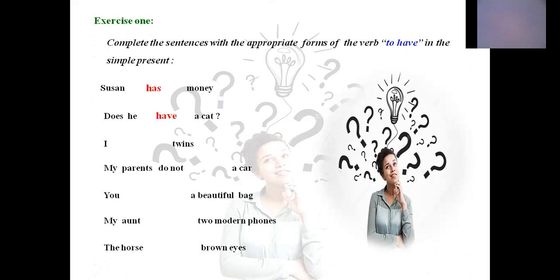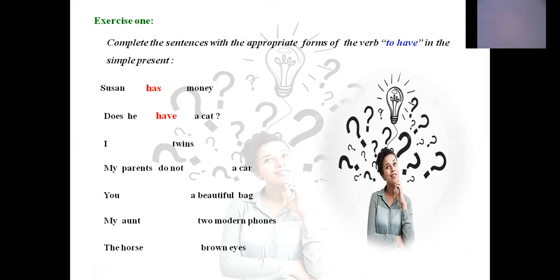The second one, which is a question. Does he have a cat? As we know, when we want to form a question, we need to use the verb to do. And since here it is in the simple present, we need to put the verb to do in the simple present and keep the verb have as it is, without the preposition to. So, does he have a cat? Yes or no?